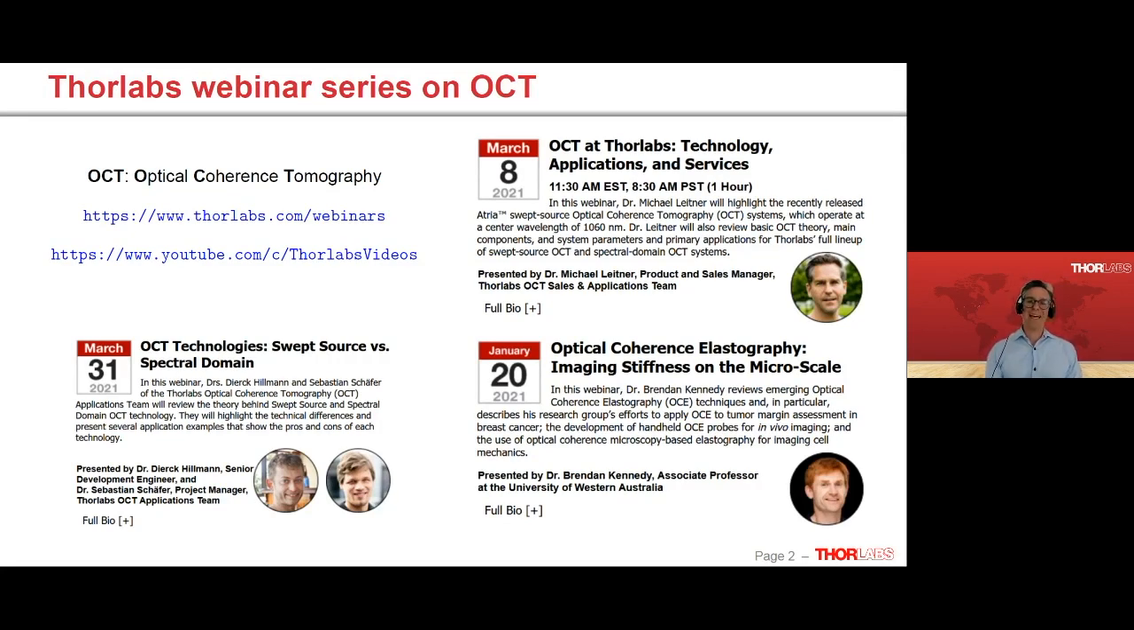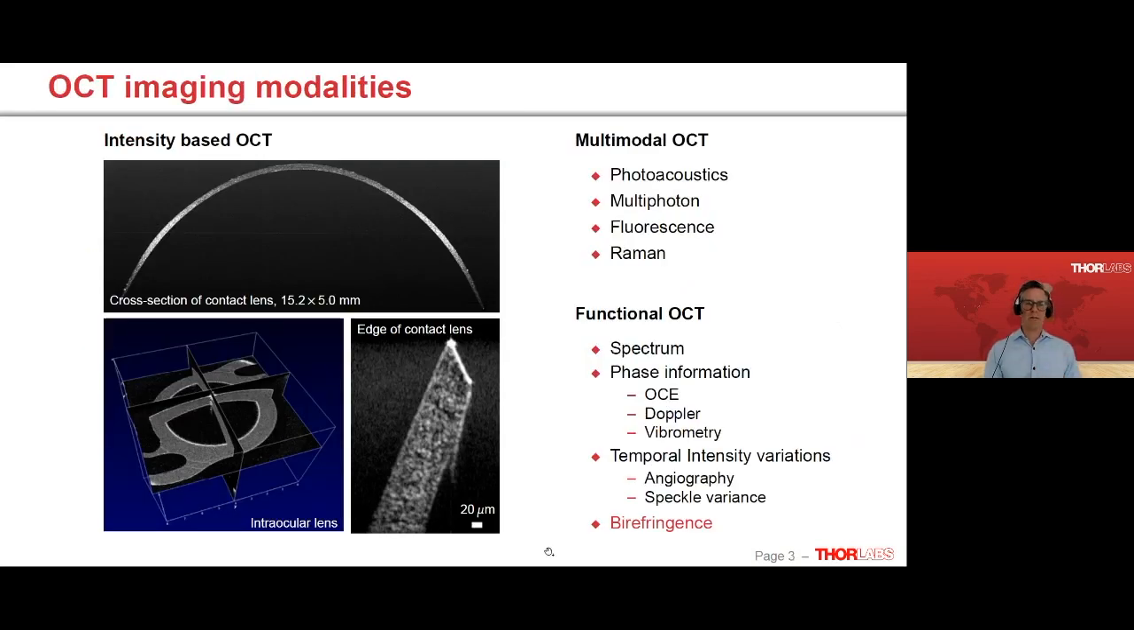Today we will talk again about additional contrast mechanisms and put our focus on the evaluation of birefringent materials. So in standard OCT, we send light into a sample and simply look at the intensity and the traveling times of photons that are back reflected. Besides this, however, there is much more that we can do. For example, we can combine OCT with other imaging technologies and get multimodal and therefore complementary information. In terms of functional OCT, we can have a look at sample-induced changes in the spectrum. We can look at the phase or temporal intensity variations.